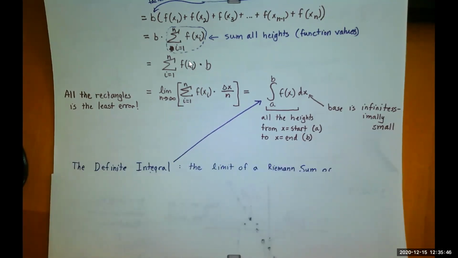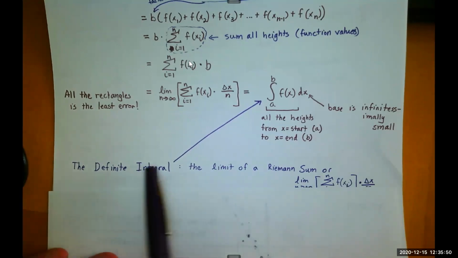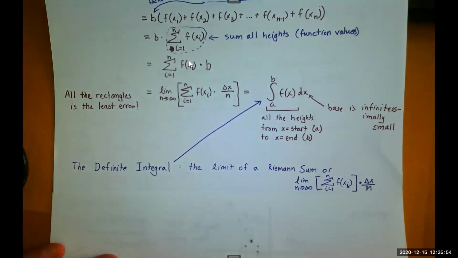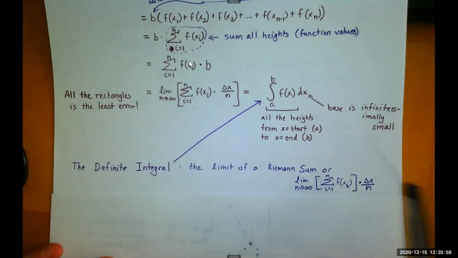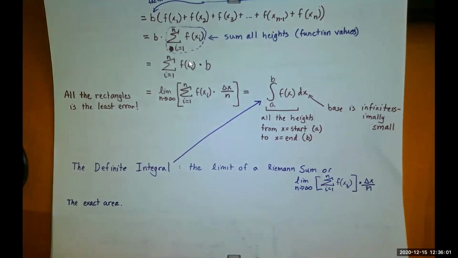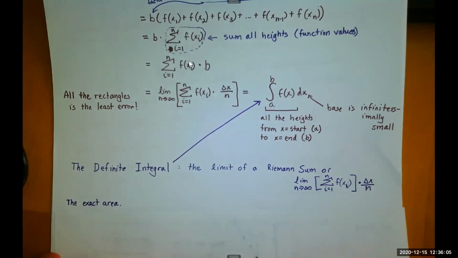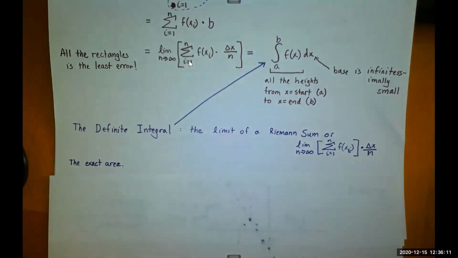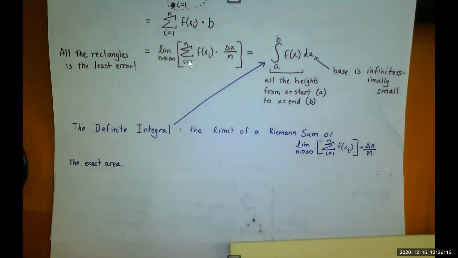year. We call this thing right here the definite integral. So this notation right here is called the definite integral, and it is the limit of a Riemann sum, or this gobbledygook right there. And the definite integral is what we use mathematically to represent the exact area, the true area, the area without any error in it whatsoever. I'm going to pause here.